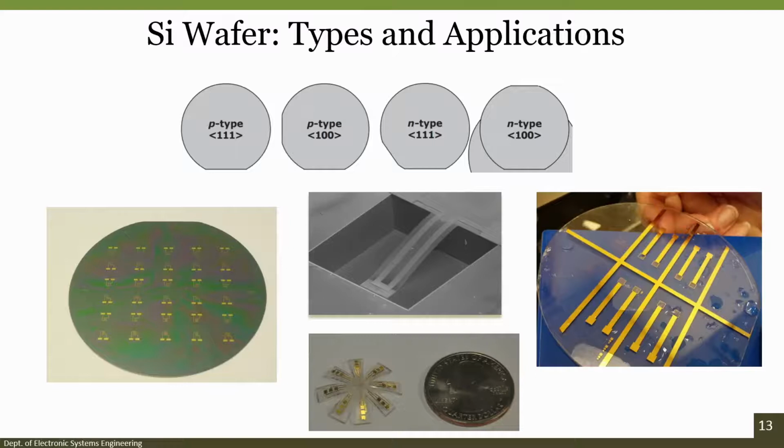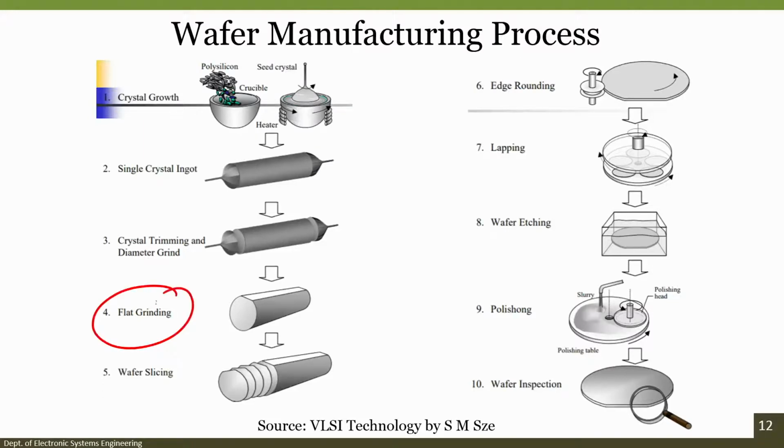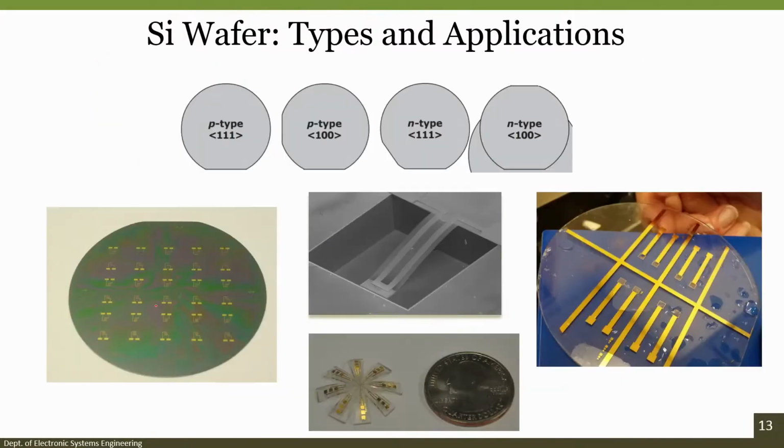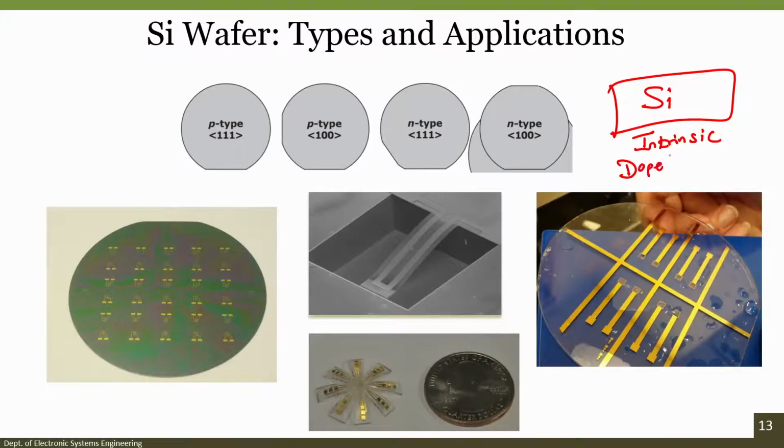Let us see what is the role of the primary flat, this flat grinding, and how it can be used to identify the crystal orientation and the type of the wafer. There are two types. If the silicon is not doped, it is called intrinsic. If it is doped, what is doped? Doped means adding impurities.